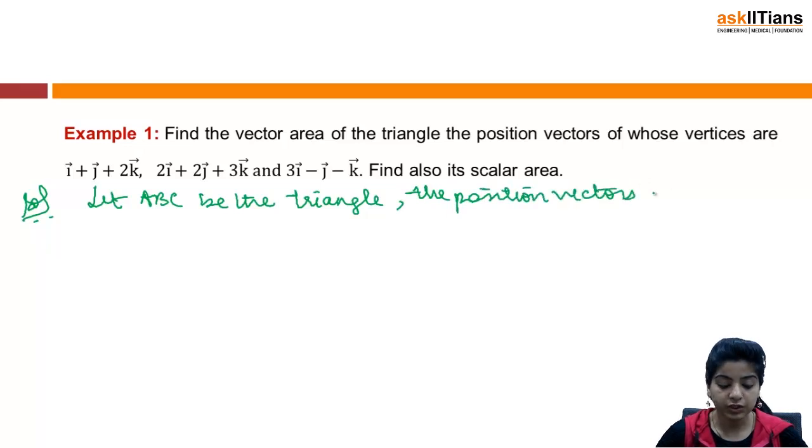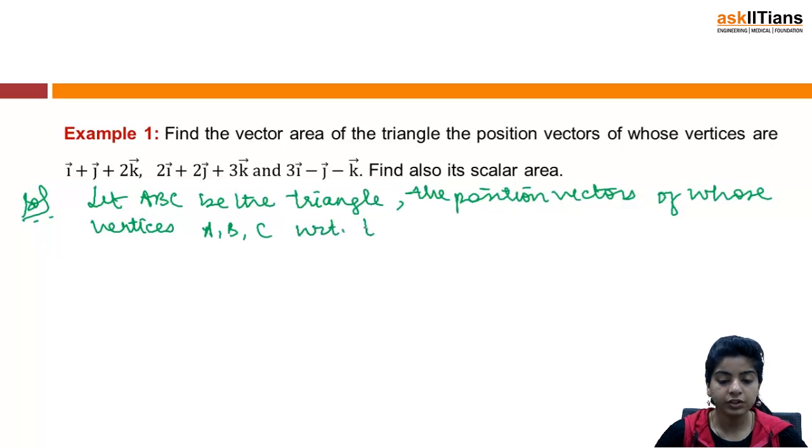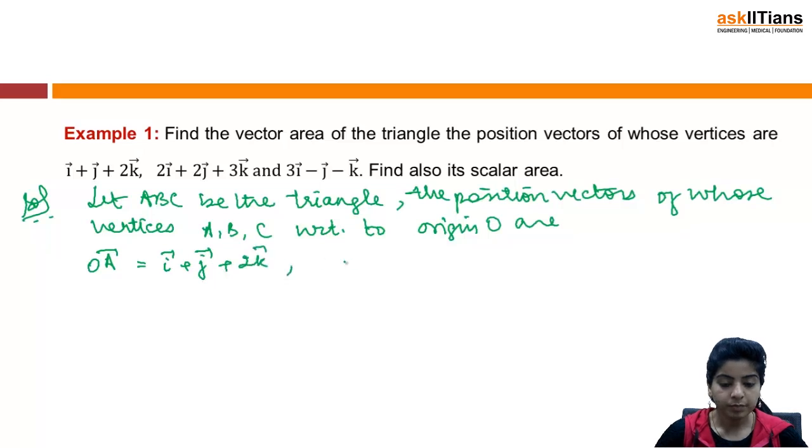Let ABC be the triangle, the position vectors of whose vertices ABC with respect to origin O are OA is equal to i plus j plus 2k, OB is equal to 2i plus 2j plus 3k, and OC is equal to 3i minus j minus k.